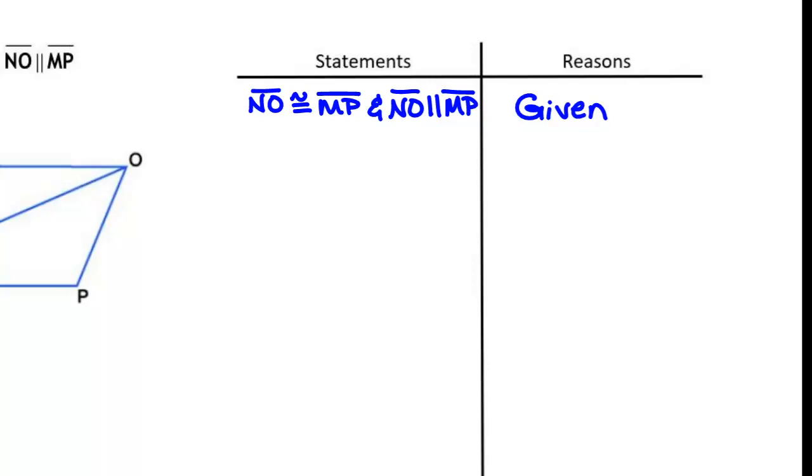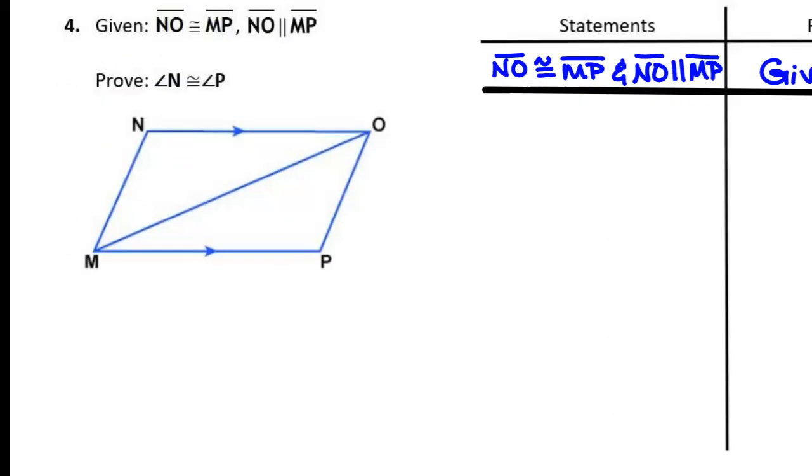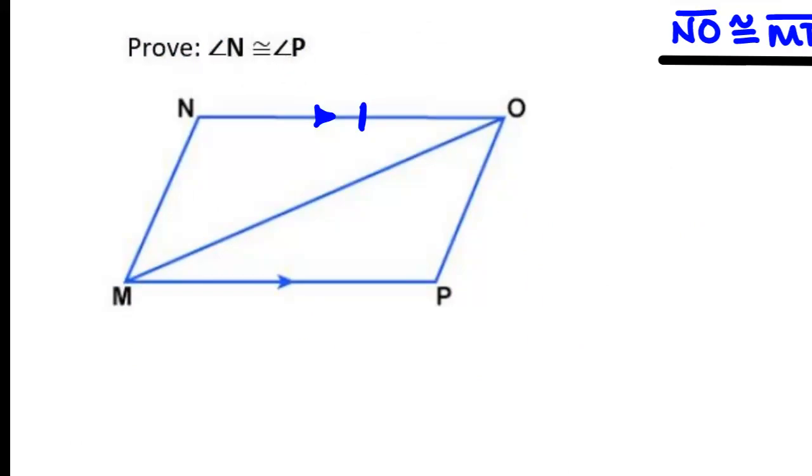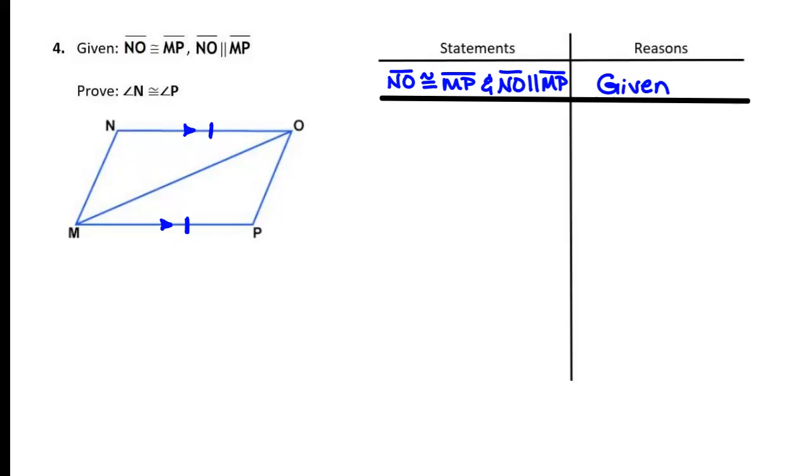Do I have that congruence, NO and MP, already marked on my picture? Nope, let's go add it. It has a parallel mark. We're going to add a congruence mark. So NO is parallel to and congruent to MP.